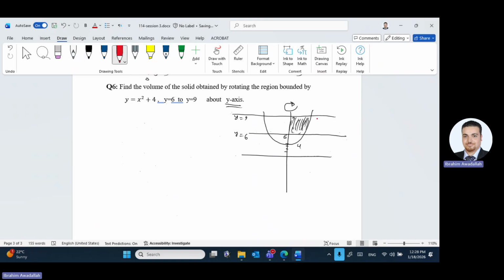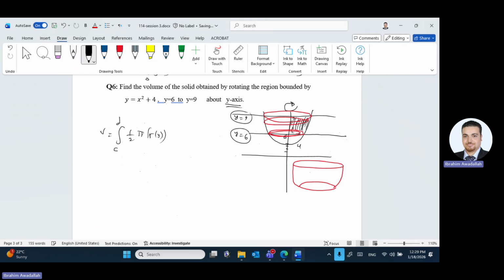When we make a revolving on the y-axis, this is the shape here, and this is the last one, by the way. So the shape will be like this, and a little bit bigger like this, almost. Okay, the volume equals the integration from c to d, very clear, the value of the start point to the end point, pi times r of y, all of it squared, dy.